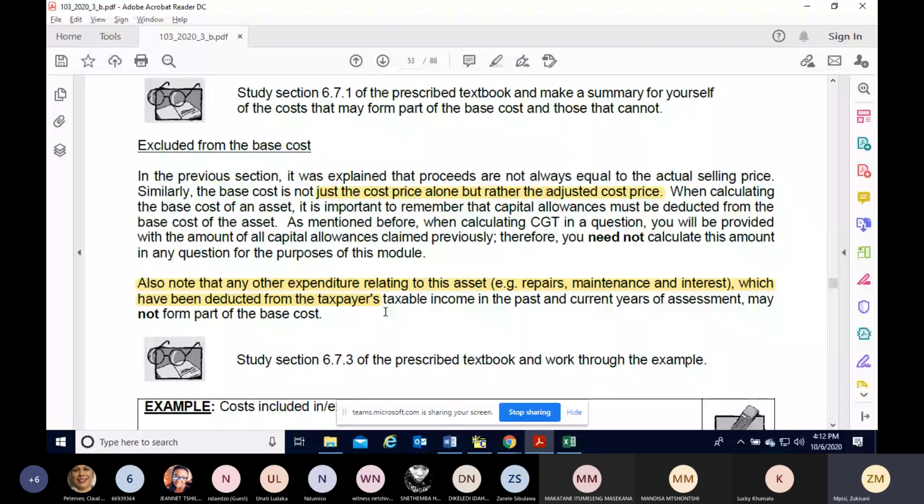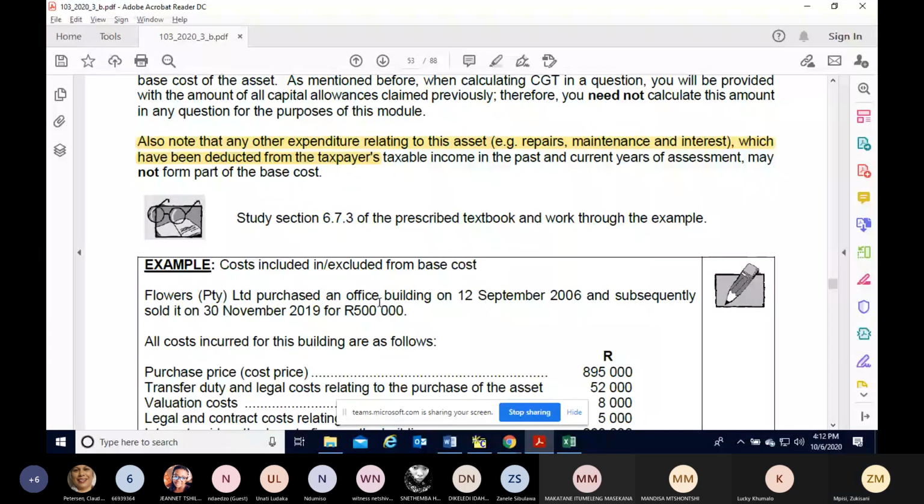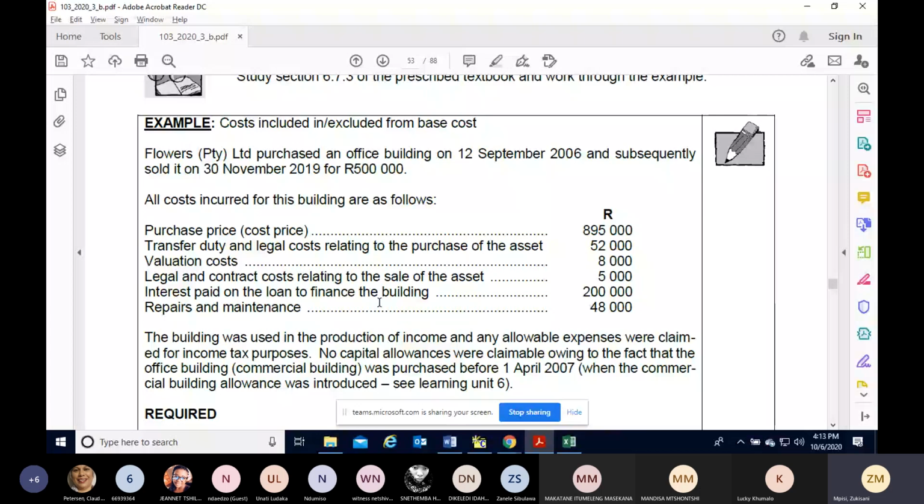So when calculating base cost, it is also adjusted for CGT purposes. And here is an example of what costs are included in or excluded from the base cost. So here we've got Flowers, a private company, that purchased an office building on 12 September 2006. So please note this is after the 1st of October 2001.